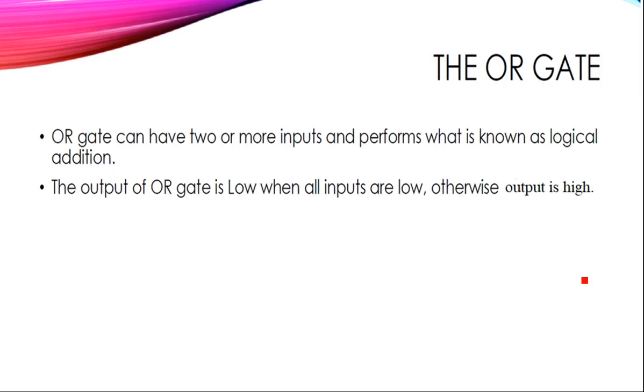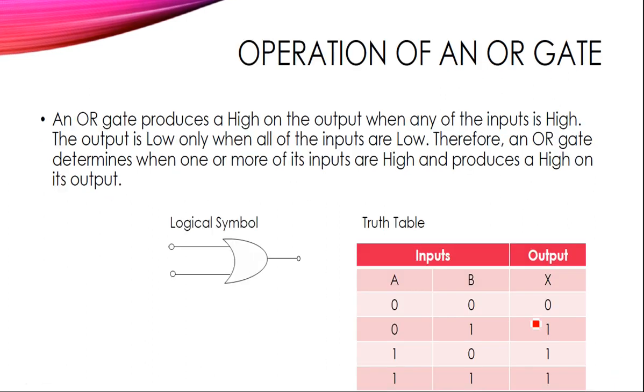So next, OR gate. OR gate can have two or more inputs and performs what is known as logical addition. The output of OR gate is low when all the inputs are low. Otherwise, output is high. So here you can see the logical symbol of OR gate, and OR gate produces a high on the output when any one of the inputs is high. The output is low when all the inputs are low.